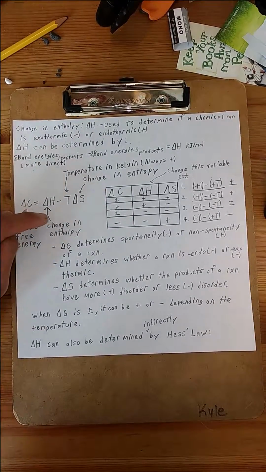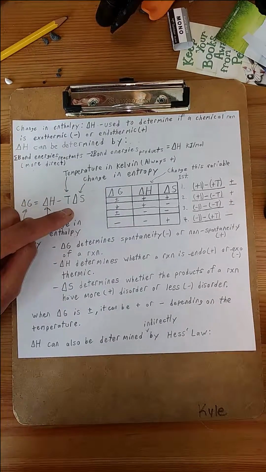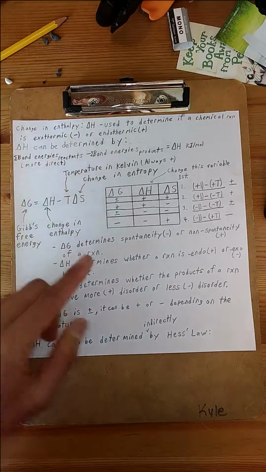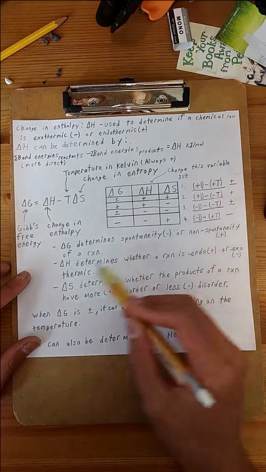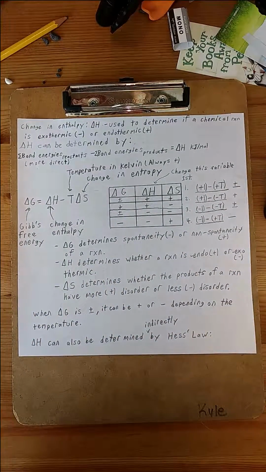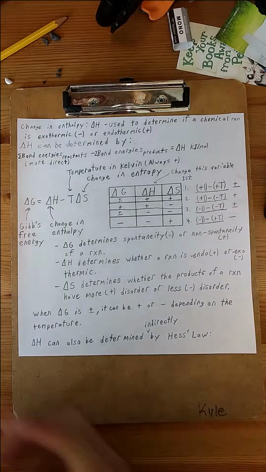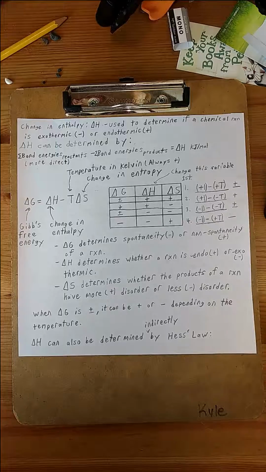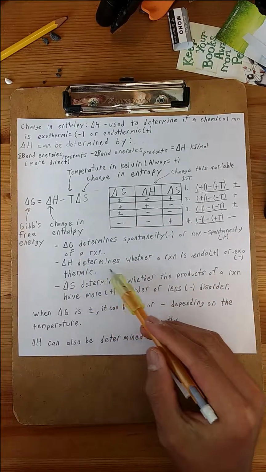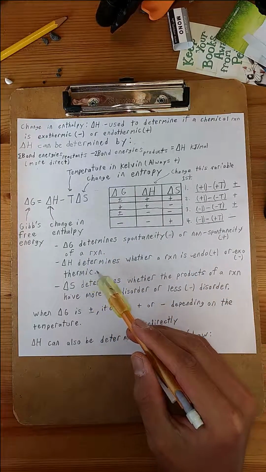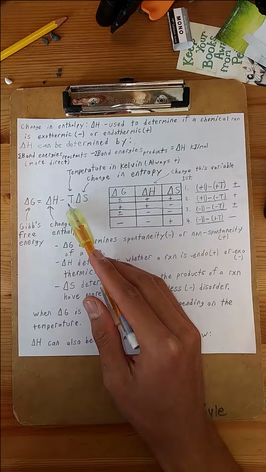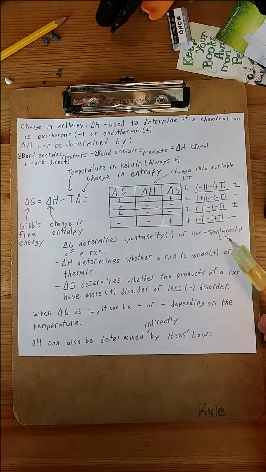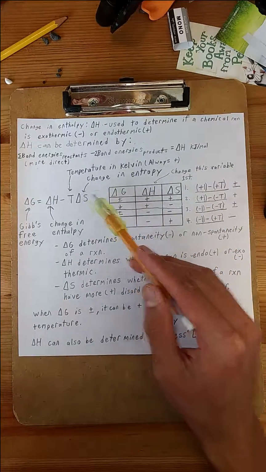How delta G, delta H, and delta S are related is that the Gibbs free energy, which determines the spontaneity or non-spontaneity of a reaction, so whether a reaction will just happen instantly without outside interference, is determined by delta H, which is the change in enthalpy, minus the temperature in Kelvin, which will always be positive, note that, times the change in entropy.